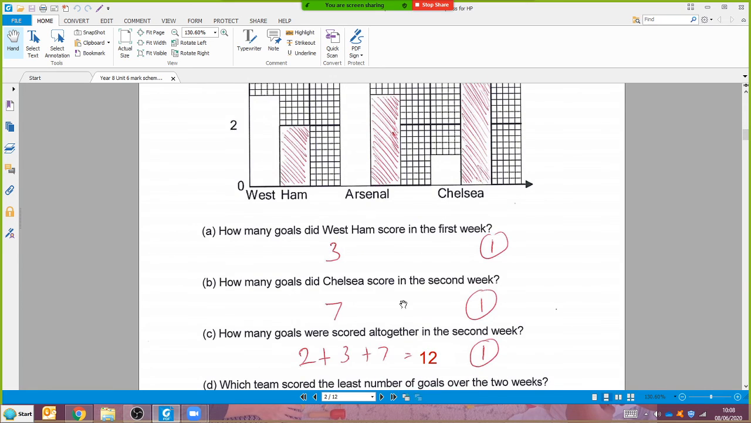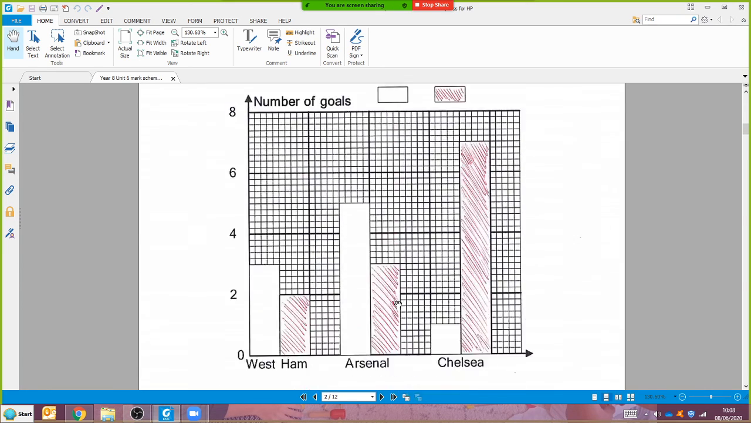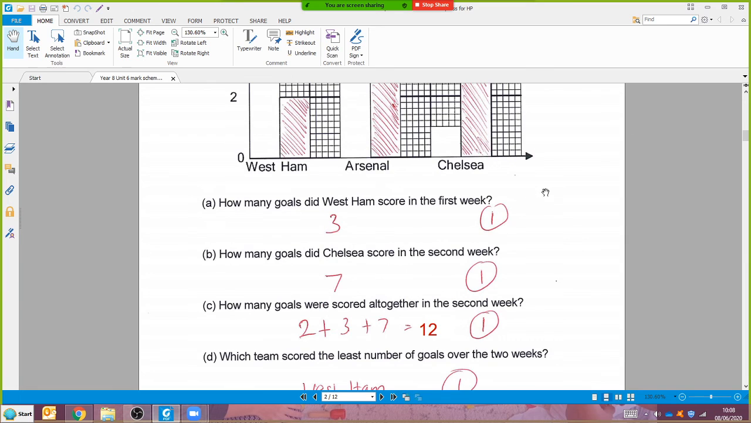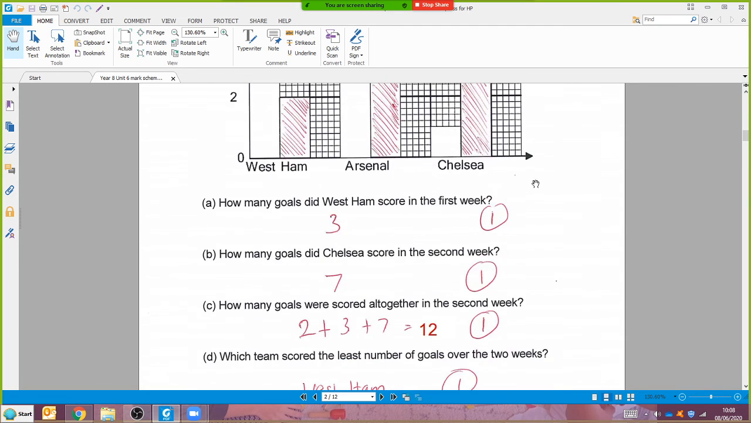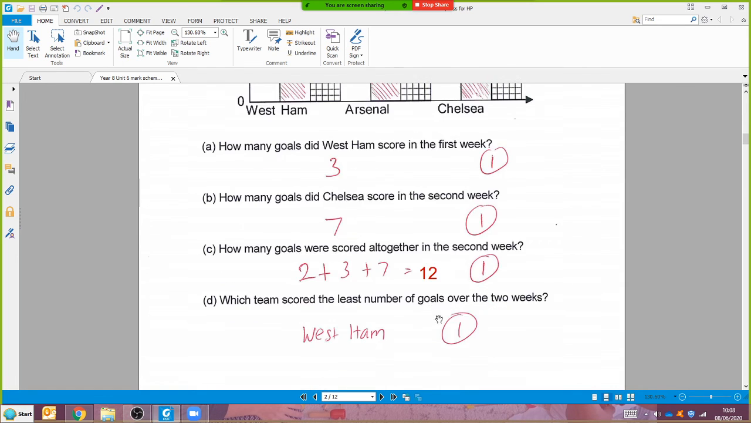How many goals did Chelsea score in the second week? Chelsea in second week, that looks like about 7 to me. Yeah, 7, that big one there. How many goals were scored altogether in the second week? Add up the big bars. 2, 3, 7 comes to 12. Clearly I got it wrong before because I wrote a number that wasn't 12 and I just uploaded it and put in a typed number there.